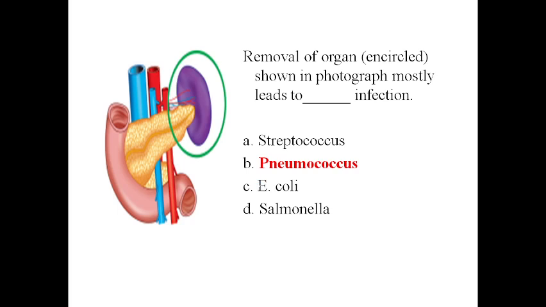What is the first question they have asked? Removal of the organ encircled shown in the photograph mostly leads to which infection? The organ shown in the photograph is the spleen. The options are Streptococcus, Pneumococcus, E. coli, Salmonella. The answer is Pneumococcus.